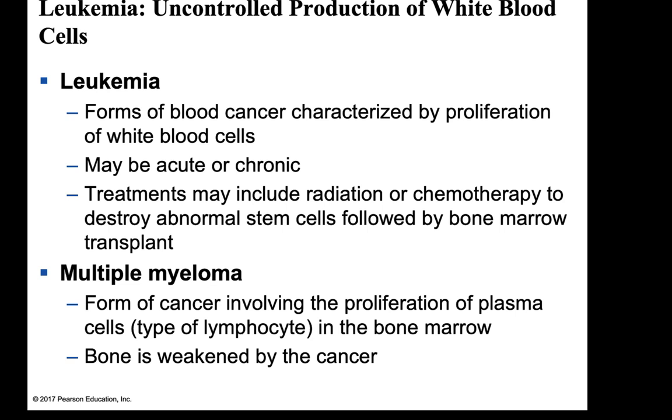Leukemia, this is a blood cancer that's characterized by an abnormally large number of white blood cells. There are two different types. They can be acute or chronic, and generally people with leukemia are treated through radiation or chemotherapy to destroy abnormal stem cells, and then they will get a bone marrow transplant so they can produce more blood cells post-treatment. Multiple myeloma, this is a cancer involving the proliferation of plasma cells in the bone marrow, and this actually is a weakening of the bone by that particular cancer.